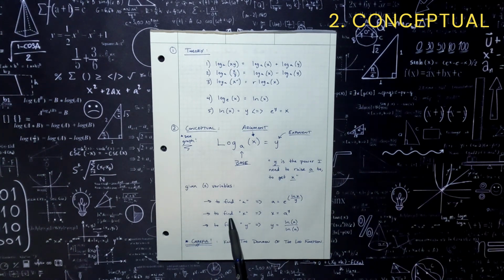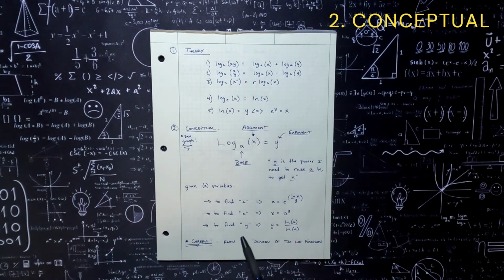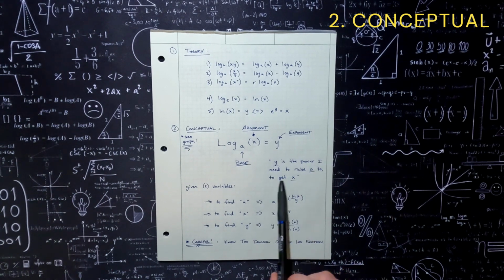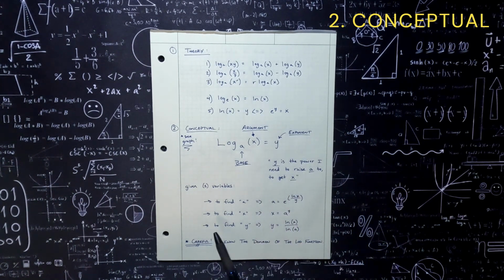So moving on, but let's say we were given the two variables, the base and the exponent here. Let's say we're given a and y, right? But we want to find x, we want to find our argument. Well, we can set x equal to a to the y, right? That's what we were saying here. y is really just the power I need to raise a to get x. Okay, so that one's a given, that one's easy. So hopefully that's pretty straightforward.